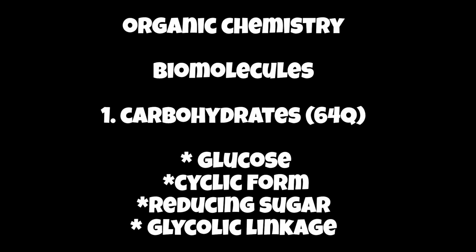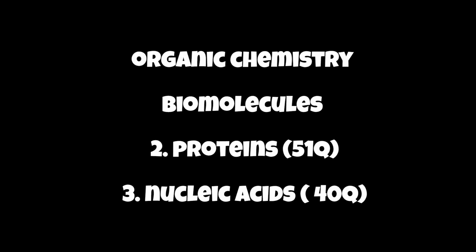Now comes your 10th chapter, biomolecules. So friend, the first thing that comes in this is your carbohydrates, from which 64 questions have been asked in your board exam so far. Now inside this you should already know what you have to read. Glucose etc., the cyclic form, your reducing sugar and glycosidic linkage. Okay? After this, your second topic is proteins. So 51 questions from proteins have been asked in the last 10 years. This is also very much yours. Along with this, the third topic is your nucleic acid. So friend, 40 more questions from this have been asked in the last 10 years. So all 3 are very important.